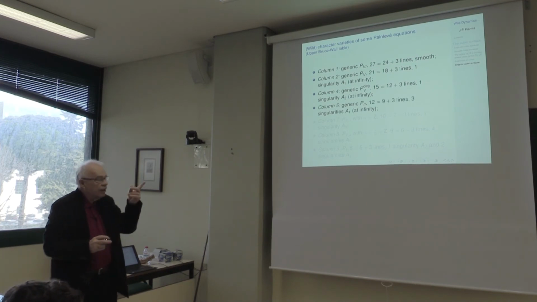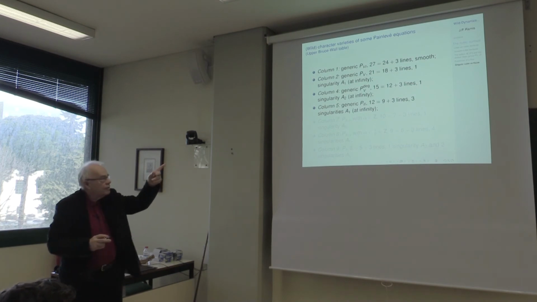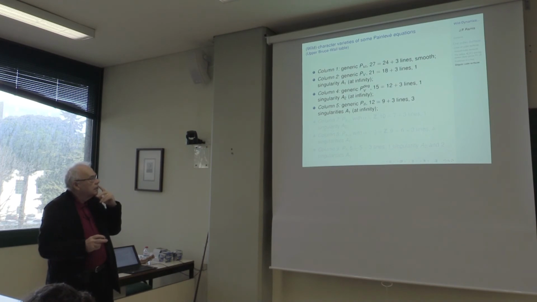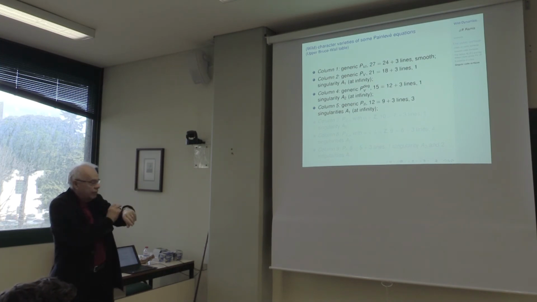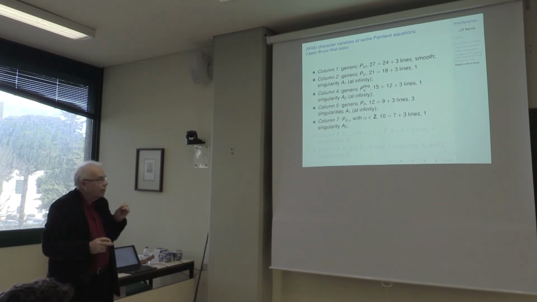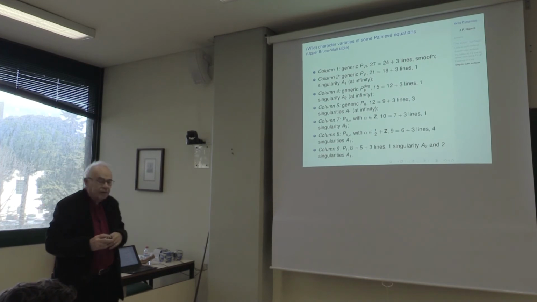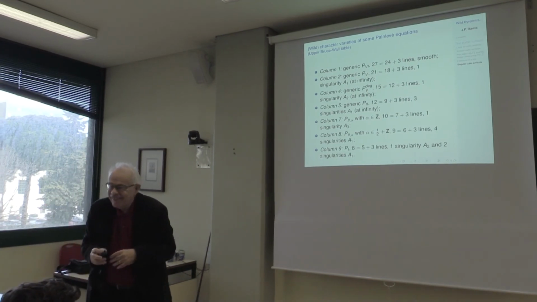Now P2, the generic P2, I just described before. You have these 12 lines, the 9 lines plus 3 at infinity, and 3 singularities of type A1 at infinity. When alpha is an integer, then the triangle disappears, so some lines are missing. Also in this case, some lines are missing. And then P1. P1 is this case. P4? I don't know.